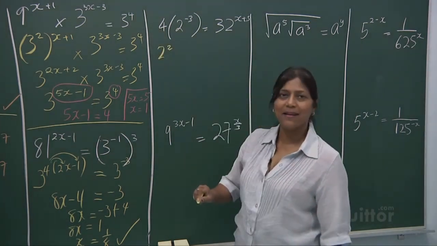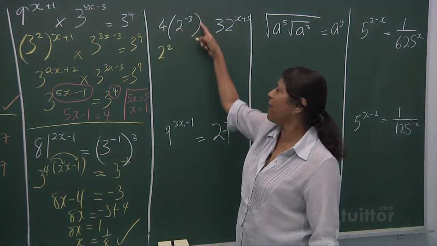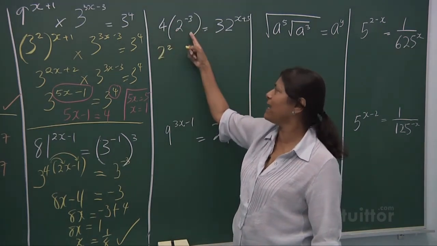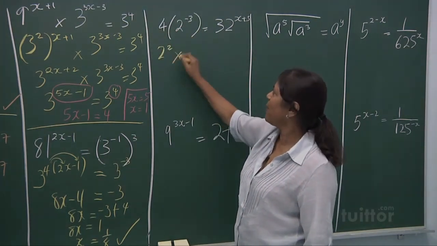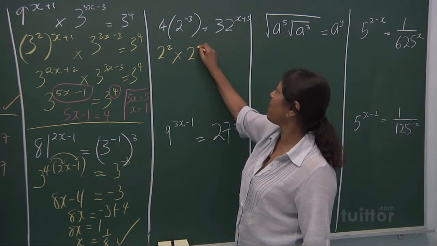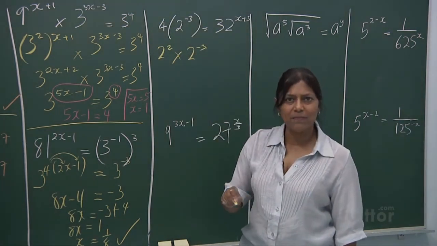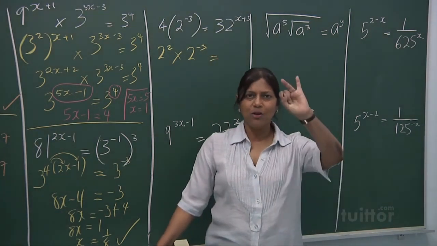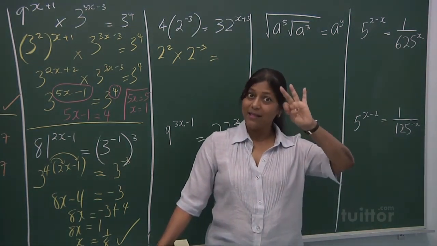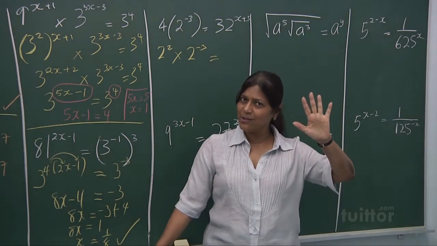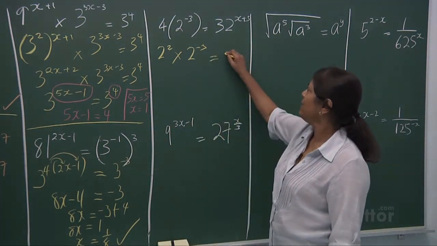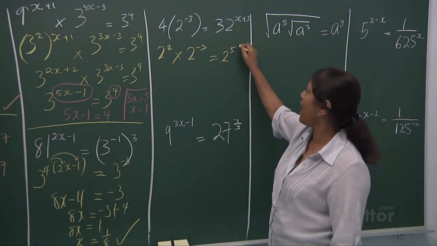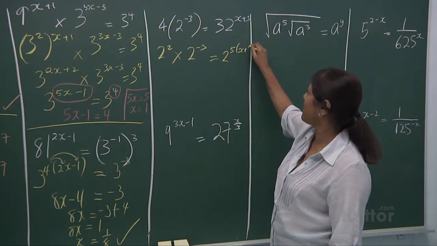2 squared. When you have a bracket, it means you're multiplying with this number. And what is that number? 2 to the power of minus 3. And what is 32? 2, 4, 8, 16, 32. So 32 is 2 to the power of 5. And you've got x plus 5.